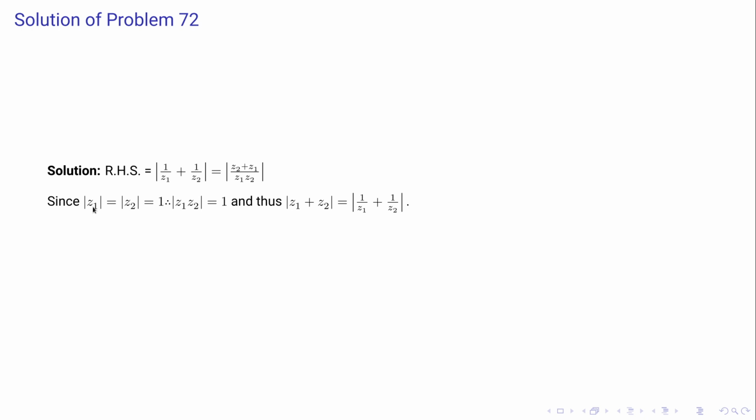Now we are given that mod of Z1 is equal to mod of Z2 is equal to 1, so mod of Z1 Z2 will be 1, and thus when we substitute this in the above equation over here, we will have mod of Z1 plus Z2 is equal to mod of 1 by Z1 plus 1 by Z2.